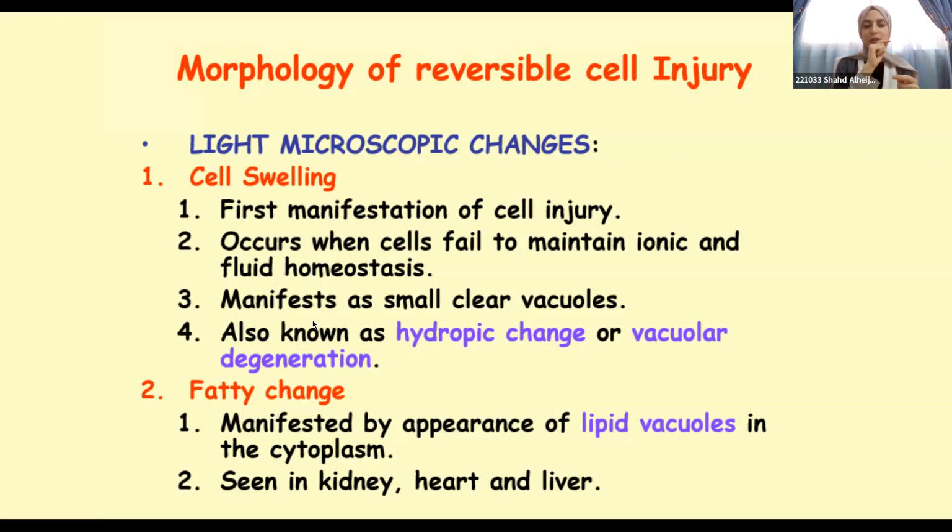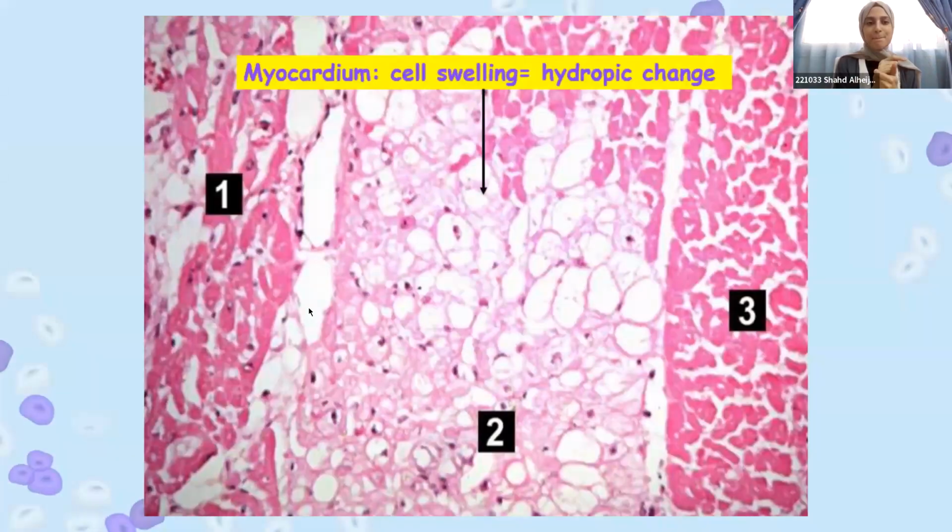On the next slide, you can see the image. Here you can see cell swelling, which is the hydropic changes. This happens due to the abnormality in ion transport because of the channels, and this affects the water movement, again causing these hydropic changes. Is that clear now?